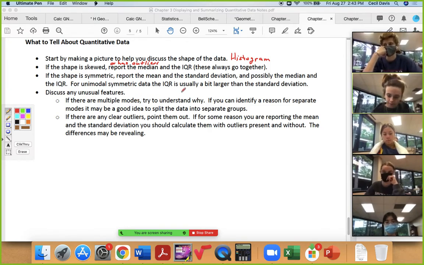So if there are multiple modes, figure out why. Why would that happen? Maybe you have two separate groups that don't really belong together. If there are any clear outliers, point them out. If for some reason you're reporting the mean and the standard deviation, you should calculate them both with the outliers present and without. Sometimes the differences are revealing. Sometimes if you toss that, you're like, oh, I have a thing that makes much more sense now, which leads you to believe that maybe that outlier really is a mistake and not simply a point that's a long way away from the rest of the data. Okay?